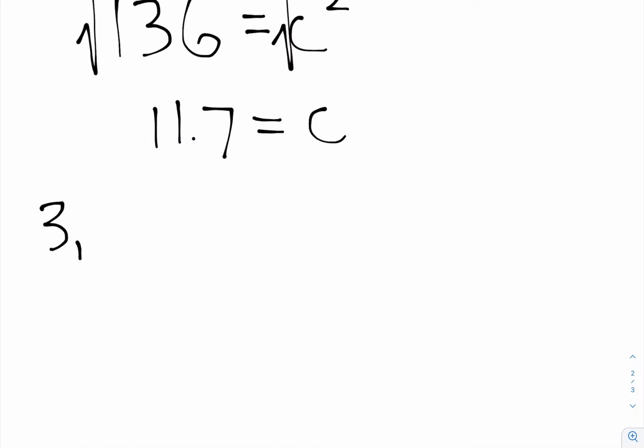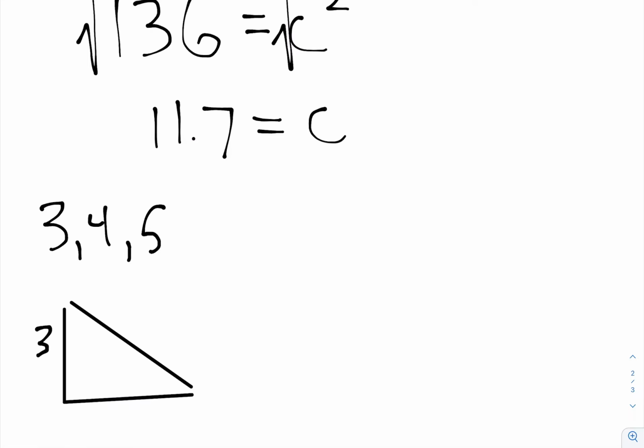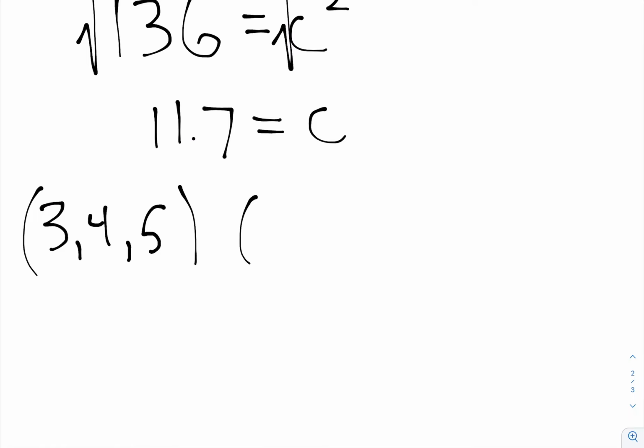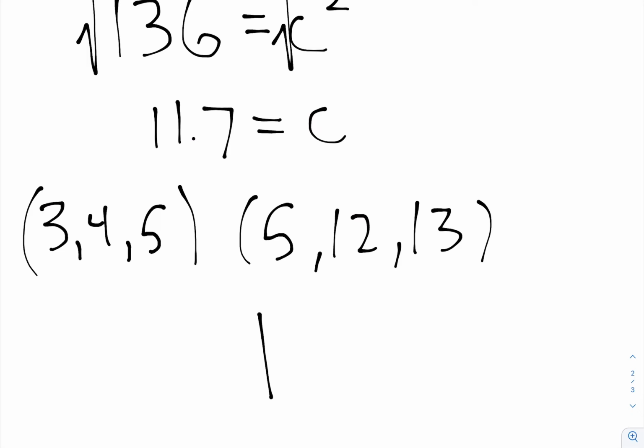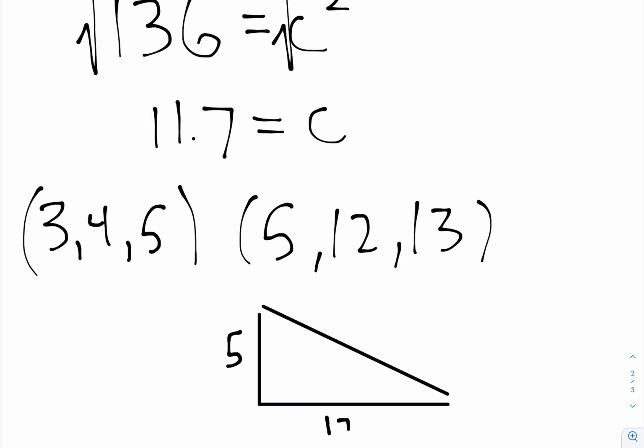So 3, 4, and 5 is a super common one. If you have a triangle with side length 3, side length 4, and a side length 5, that's a possibility. And remember, this was the question that we did first. So this is one Pythagorean triplet. That's a set there. Another one is 5, 12, and 13. So if you have a triangle with a side length 5, and a side length 12, you know that this last one's going to be 13. So this is 5, 12, 13.